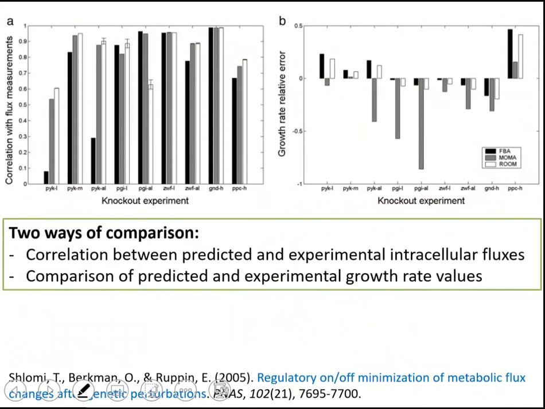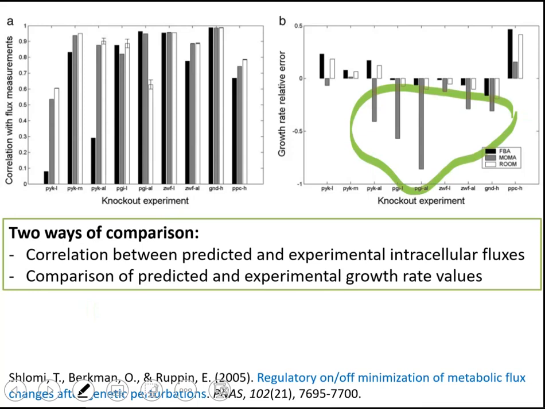So, in a way, both ROOM and MoMA say that there will be minimum deviation from the wild type or healthy flux distribution. So this, in a way, can mean that the growth of the organisms will be affected minimally from this knockout. But when you look at the predicted rates, you see that MoMA predicts very different growth rates. So growth rate predictions are not minimal.